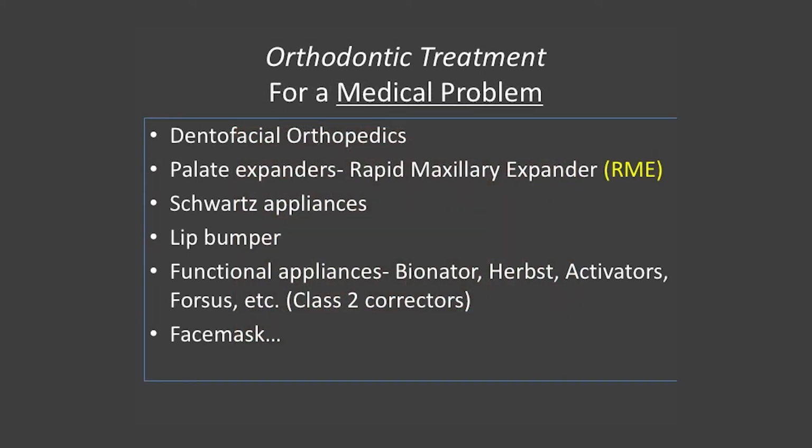This is fantastic stuff. So we already talked about dentofacial orthopedics. That's the second part of our specialty. Our favorite tool, we have many, but our favorite one is this palate expander, the Rapid Maxillary Expander, RME. We also use these little things called Schwartz appliances. We, like everybody else, name stuff after people. Lip bumpers, functional appliances, these Bionator, Herbst, activators, Frankel. All these things are called Class 2 correctors.